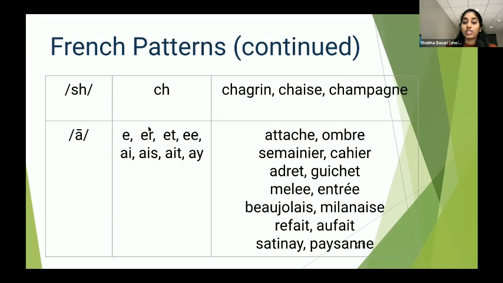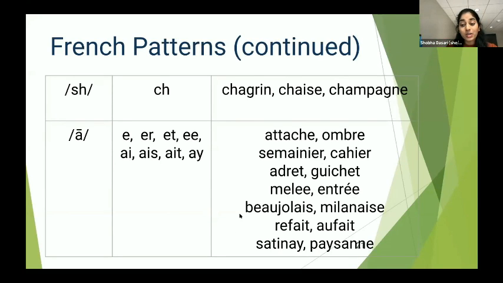You can have it end with an ER sound. So you have semenye, kahie, and the ER basically makes that A sound. You can have ET be the A sound. So words like adre, guichet, you have the A sound spelled as ET. It can also be EE. So melee, entree, that A sound is spelled with an EE.